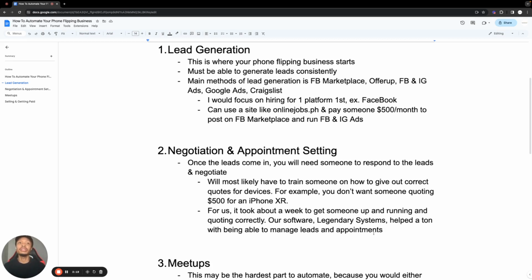And we were using our software, Legendary Systems. Once again, it's an all-in-one platform. You can have your website, Facebook, Instagram, and Google leads, everything coming into one platform. So it made it real simple. All we had to do was add the VA to our business. And once again, it helped us manage the leads and the appointments that were coming in.